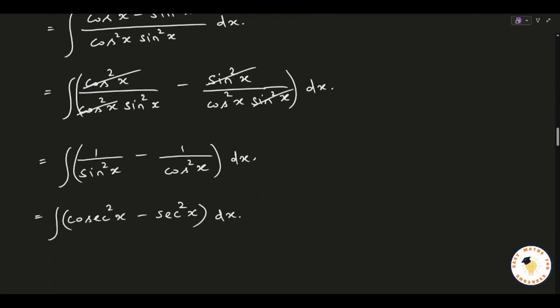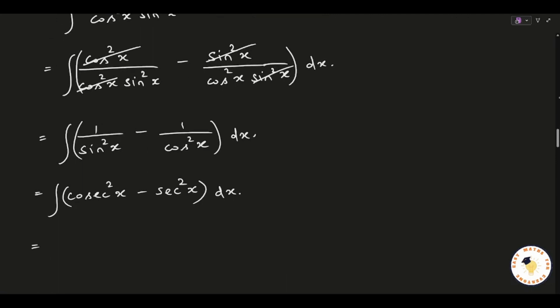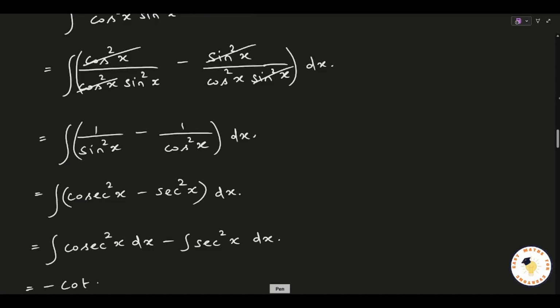So we can split this into two individual integrals now. Integral cosecant square x dx minus integral secant square x dx. And this will become minus cot x minus, secant square integral is tan x plus c. You can take the minus common and write it like minus of cot x plus tan x plus c as well.